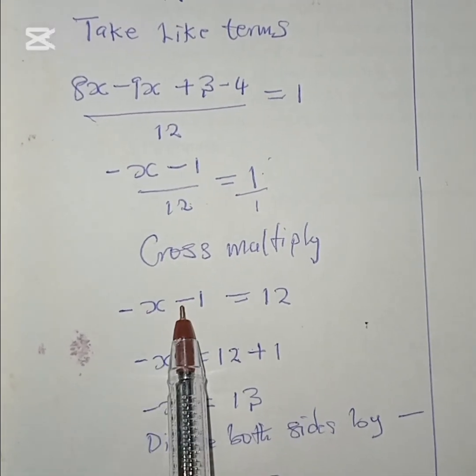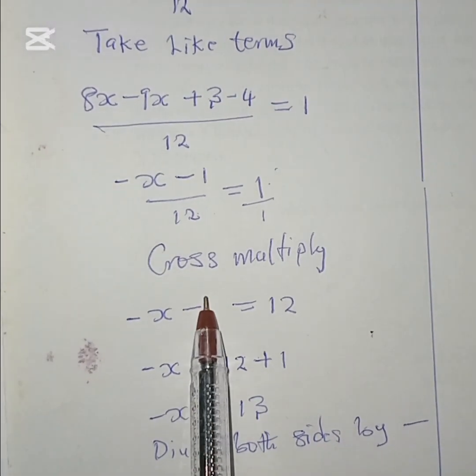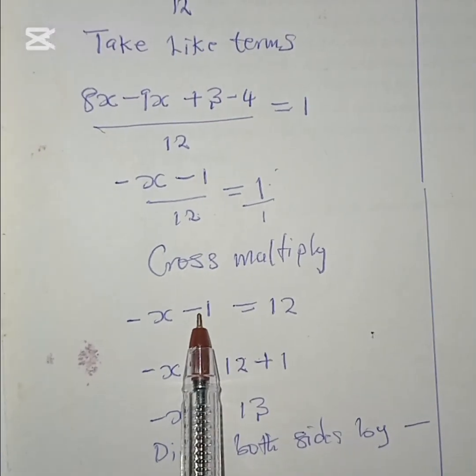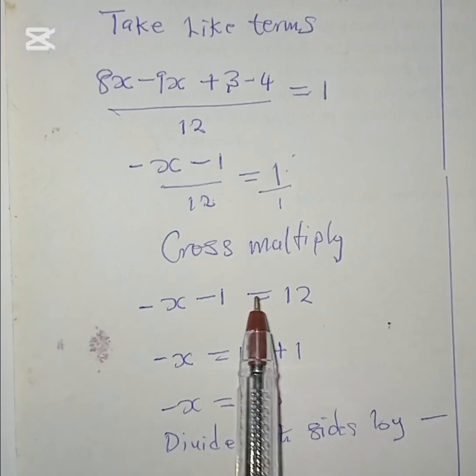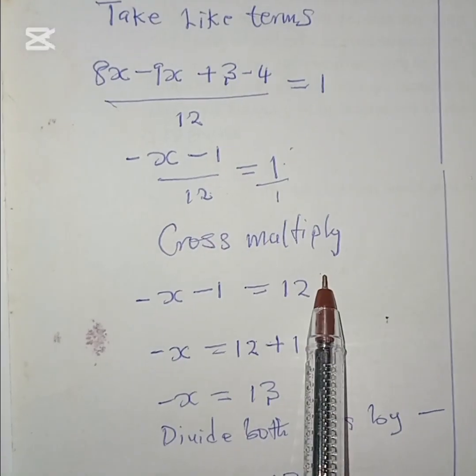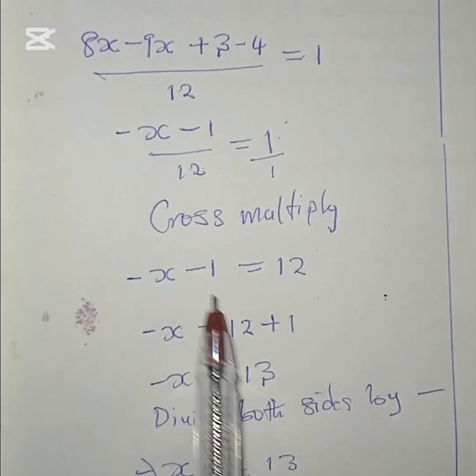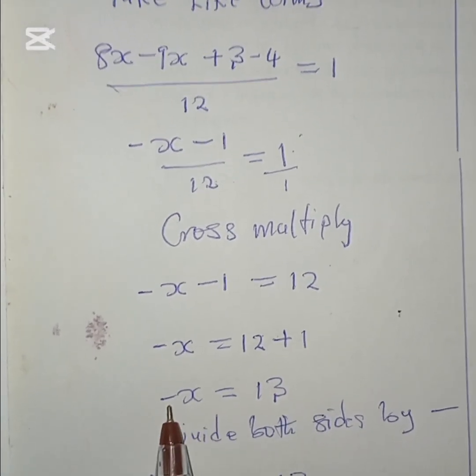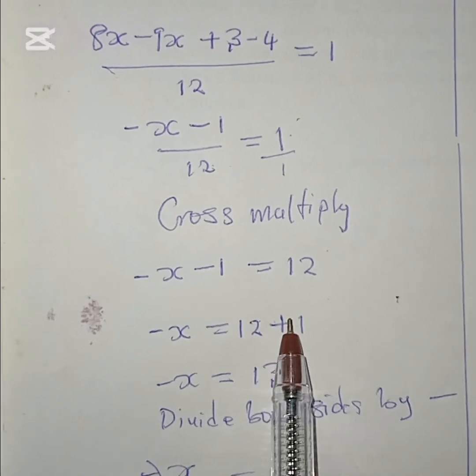That is negative 1. Minus 1 will cross over the equality sign to become what? Positive. Remember, if a negative sign crosses an equality sign, it turns to positive sign. Also, if a positive sign crosses the equality sign, it turns to negative sign. So that's why this minus 1 now becomes plus 1. So the next step, minus x is equals to 12 plus 1 gives you what?